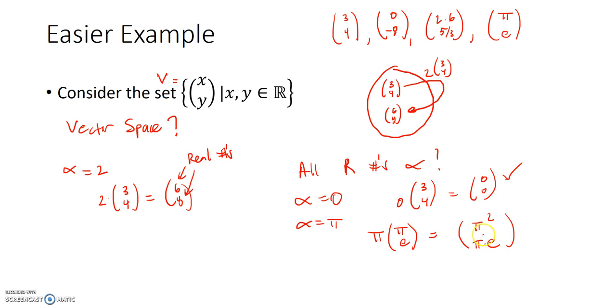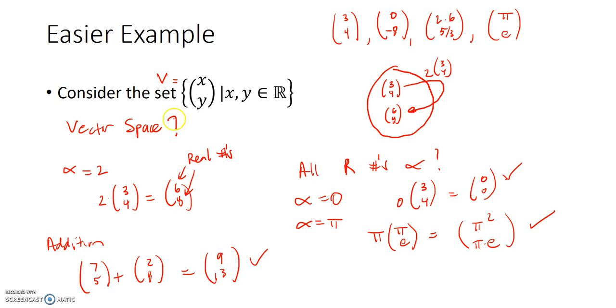Well, pi is a real number, e is a real number. If I multiply a real number by itself, I get a real number, and therefore this works as well. What about addition? Well, it turns out that if you add real numbers together, you get real numbers. So (7, 5) plus (2, 8) produces the vector (9, 13). And that is still inside of the set.